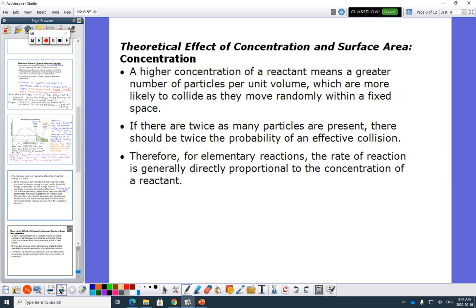Then again, depending on how far you go with pure sciences, you can calculate the probability of an effective collision based on the concentration. It is actually a direct relationship that you can mathematically figure out, but we need a little bit more calculus to do that. So those of you that are going to take pure sciences, you'll be able to do that next year.